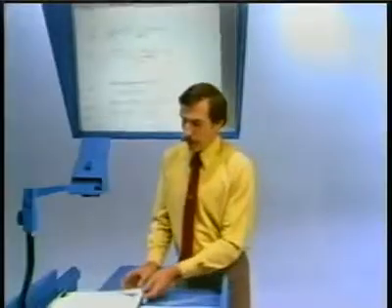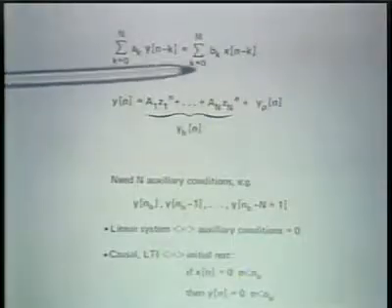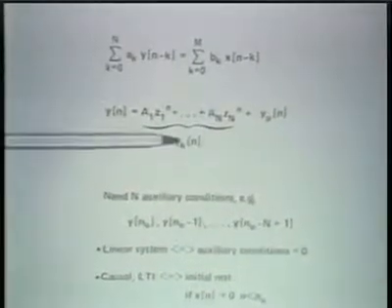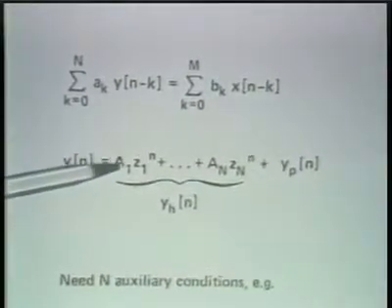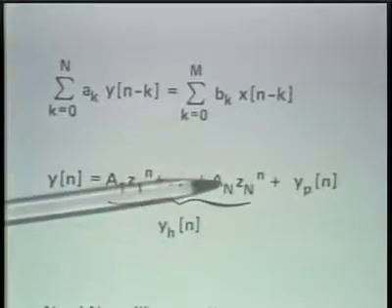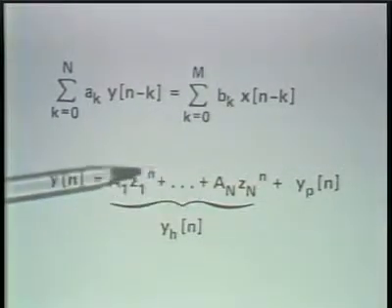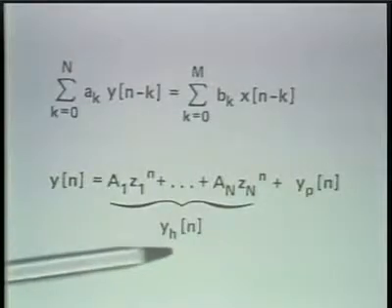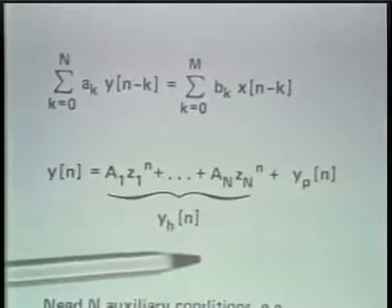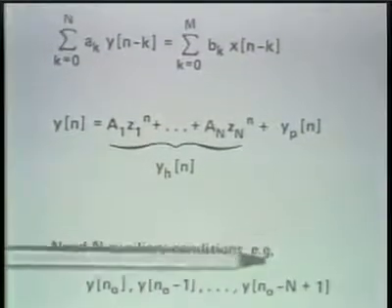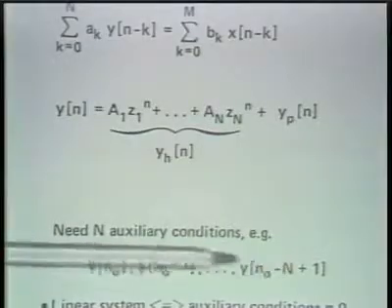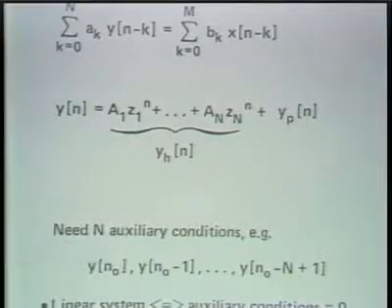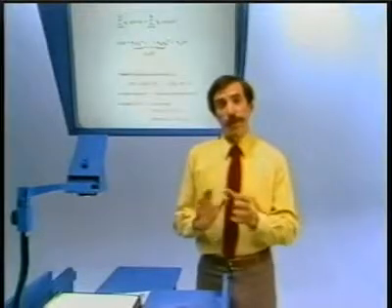So the general form then for the solution to the difference equation is a sum of exponentials plus any particular solution. It's through auxiliary conditions that we determine these coefficients. We have N undetermined coefficients, and so we require capital N auxiliary conditions. For example, some set of values of the output at N distinct instants of time. Now this was the same as with differential equations.